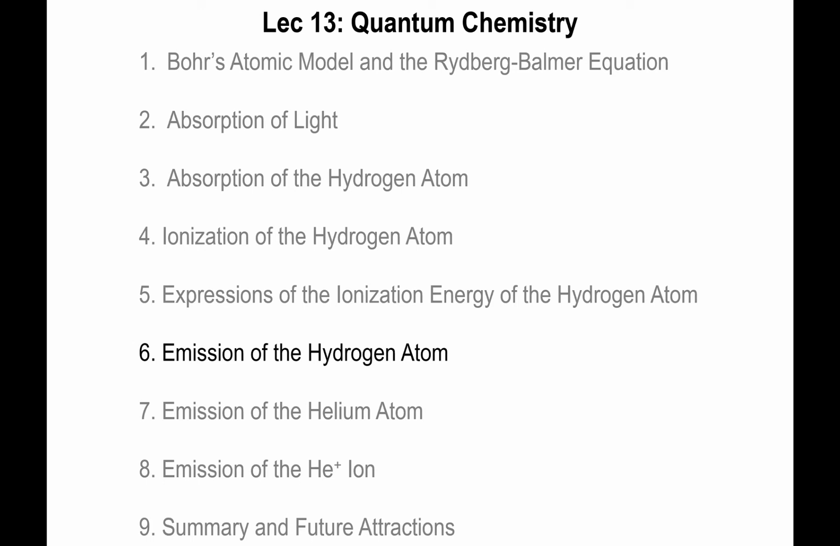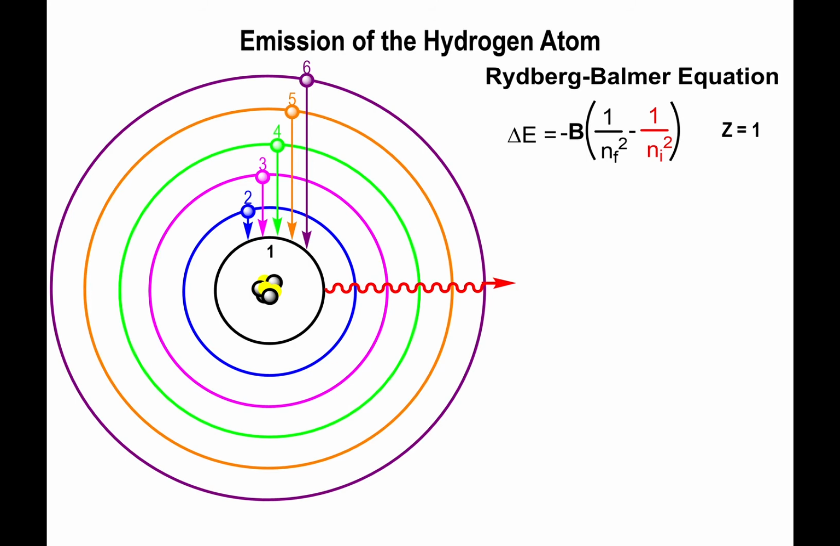Emission of the hydrogen atom. Alright, so going back to the drawing right here involving the energy levels through which the electron can orbit the nucleus, we know that if we absorb energy, the electron will jump to higher levels. But unless you have a continuous source of energy, the electrons will actually decay back to the ground level, the one where n equals 1.